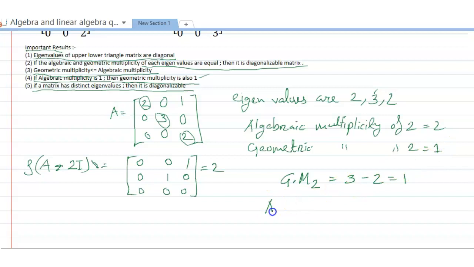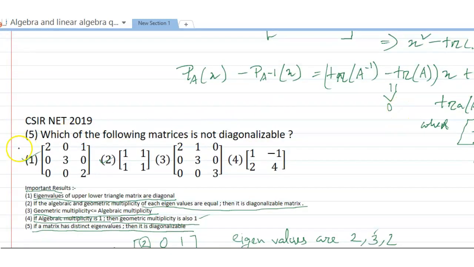So AM does not equal GM. For this reason this matrix is not diagonalizable. So my question is, which of the following matrices is not diagonalizable? So the first option is correct. My first option is correct.